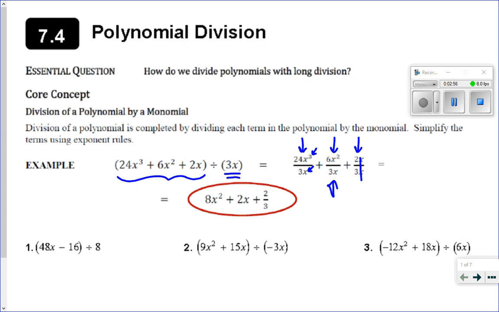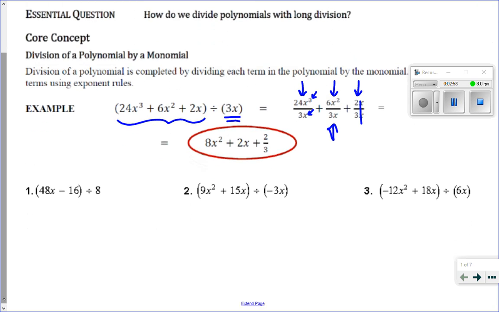So let's practice that on a few here. This is fairly comfortable, I think, as long as you're just dividing by a monomial. It's really just distribution. So if we look at number 1, I'm taking the polynomial 48x minus 16 and dividing it by 8. So what I'm really going to do is take each term here and distribute that division. I'm going to divide the first term by 8, and I'm going to divide the second term by 8.